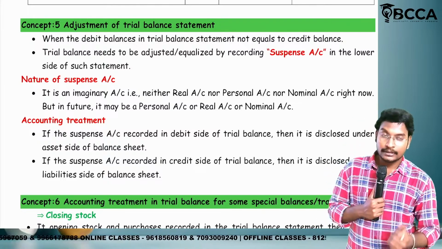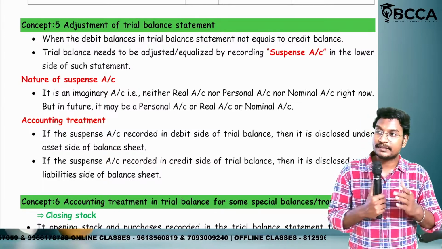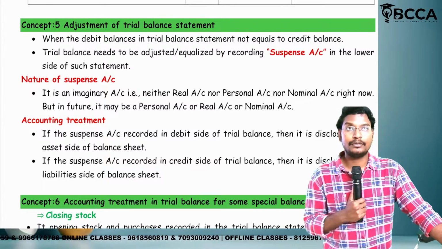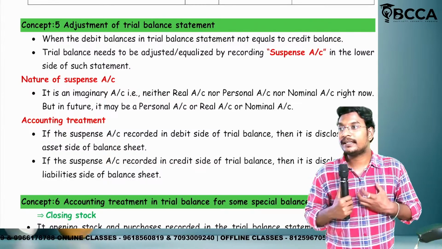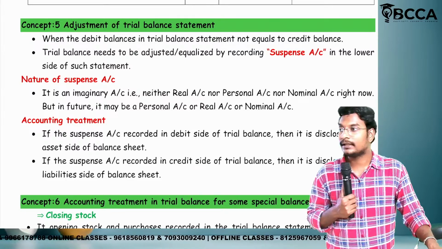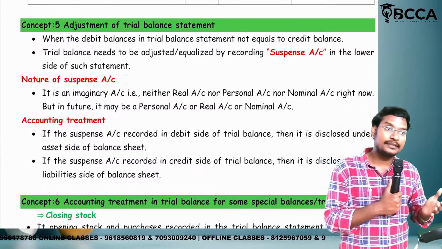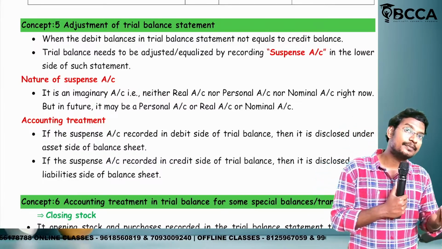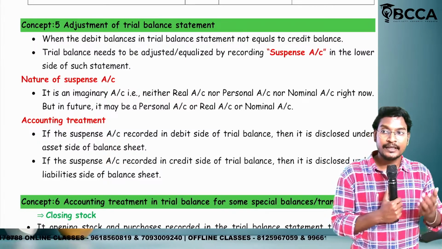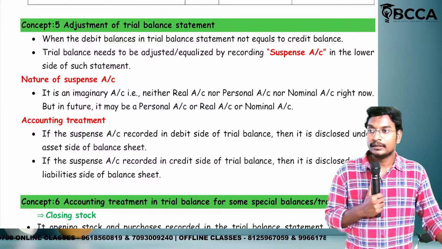Okay guys? If the suspense account is on the debit side, it is called a debit balance. If the suspense account is on the credit side, it is called a credit balance. For example, if any account is getting a debit balance, we have to record it on the debit side. Debit balance means debit side amount, credit balance means credit side amount. In the same way, if the suspense account is on the debit side, it will have a debit balance; if on the credit side, a credit balance.